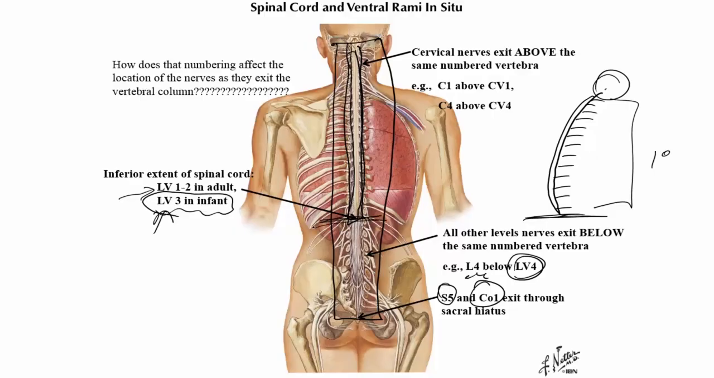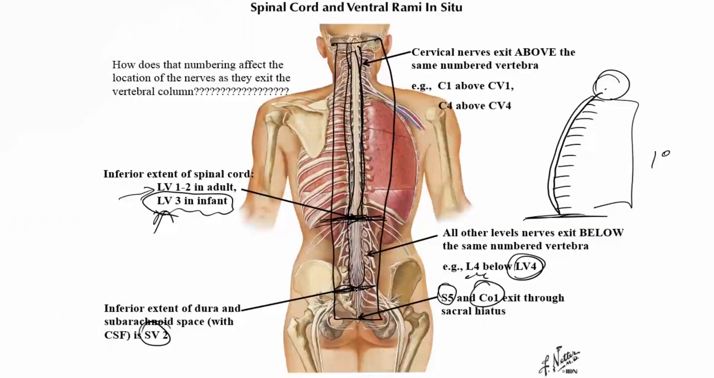Much simpler than it sounds, but the bottom line is differential growth causes the vertebral column to grow faster and further than the spinal cord. So the spinal cord has to end at a higher level, LV1 to LV2. Then we look at the other elements here. This is the bottom of the dura and the subarachnoid space. That ends at about SV2. So even the dura and the subarachnoid space don't go all the way down to the very bottom of the vertebral column. So the spinal cord ends at LV1, 2 in the adult, a little lower in an infant.